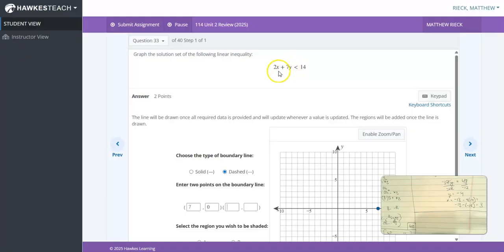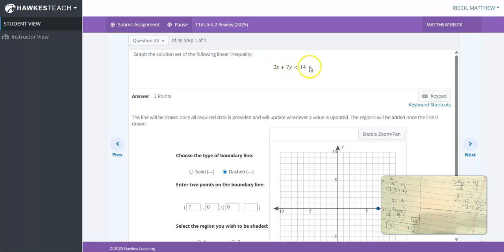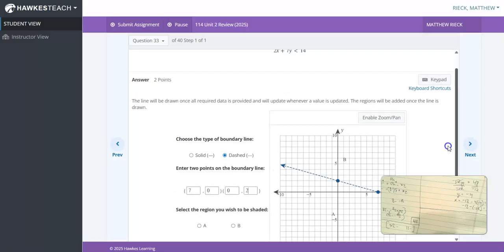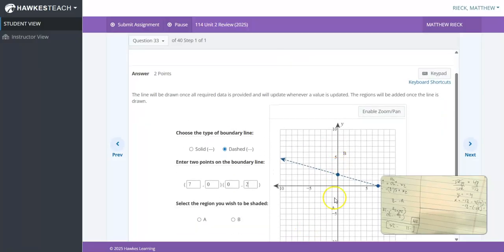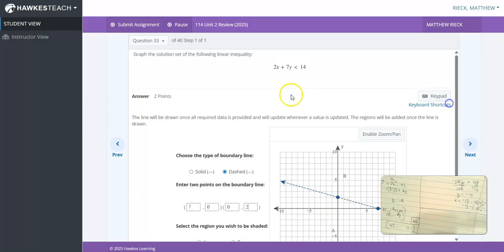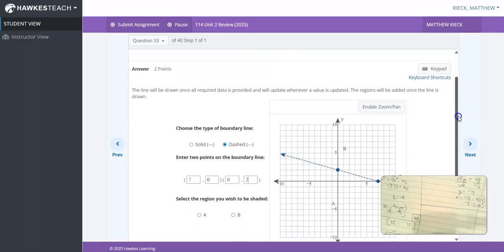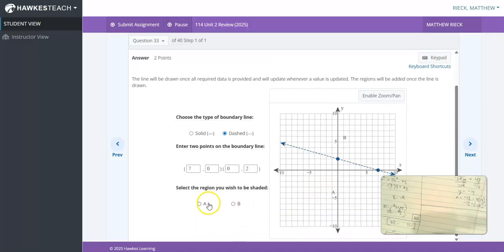For my y-intercept, that's where my x value is 0. When I cover up the 2x here, I have 7y and 14, so dividing by 7 gets me 2. Then you can choose a point in either region. Since the origin is not on my line, I can choose the origin. 2 times 0 plus 7 times 0 gives 0 is less than 14, which is true. So I'm going to shade the region that includes the origin, which is region A.